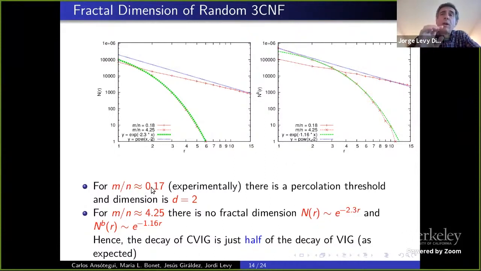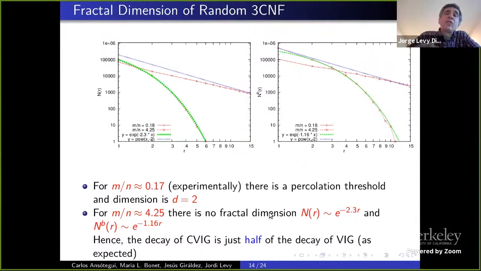is at the percolation threshold, so random formulas have to face transitions. One transition is the point, the fraction of clauses by variables, that makes the formula connected. This is the percolation threshold. And there is another threshold, that is the fraction of clauses by variables that makes the formula unsatisfiable. So when this fraction for 3-CNF is close to 0.17, then the formula becomes connected and the formula has a fractal dimension equal to 2. But when the number of clauses is close to the SAT/UNSAT threshold, then the formula has no fractal dimension and the number of tiles decreases exponentially with the diameter of the tile.